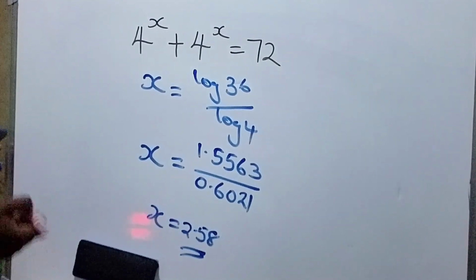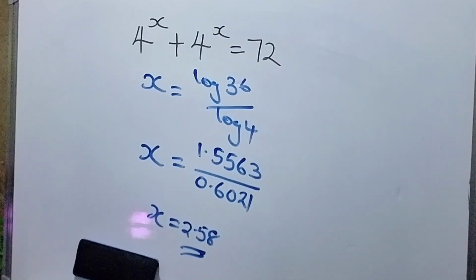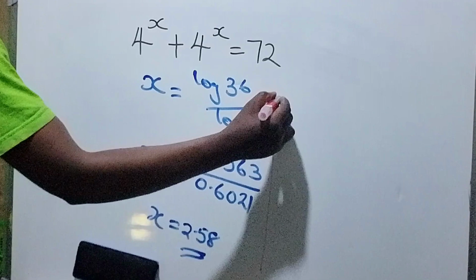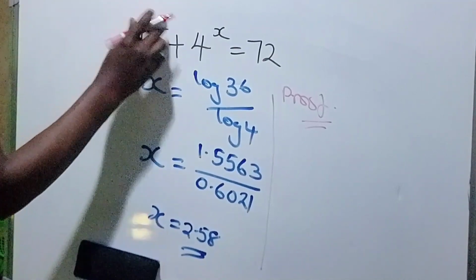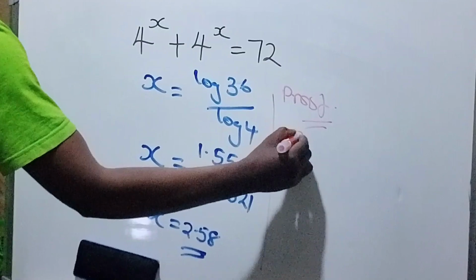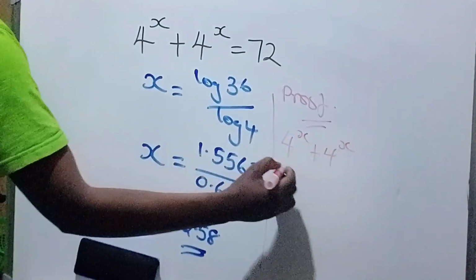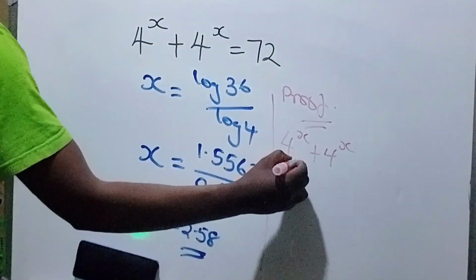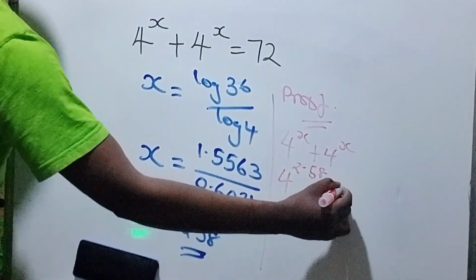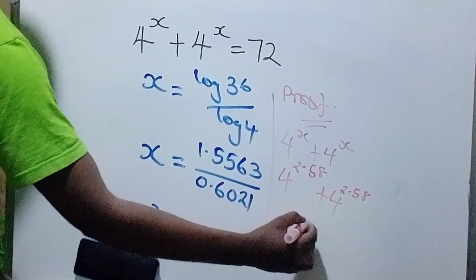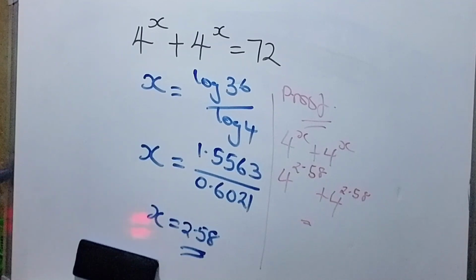But we can prove it. Let us prove it and see that is the answer. So 4 power x plus 4 power x, which is now 4 power 2.58 plus 4 power 2.58. That's 4 power 2.58 plus 4 power 2.58.